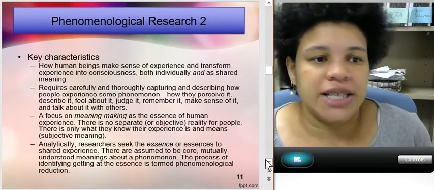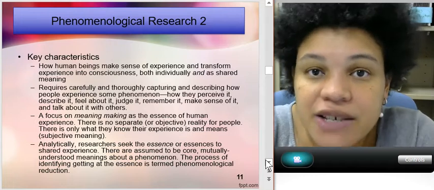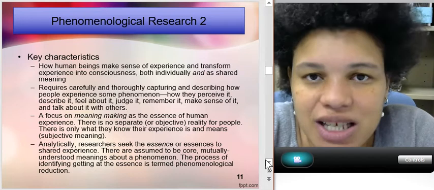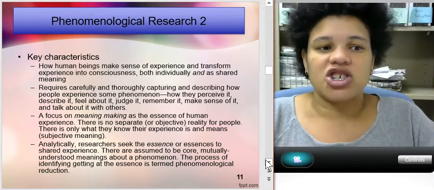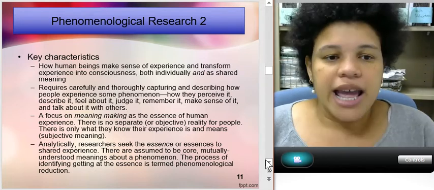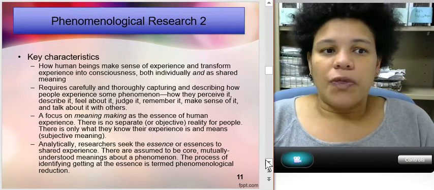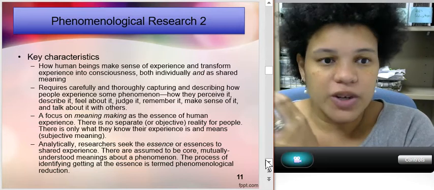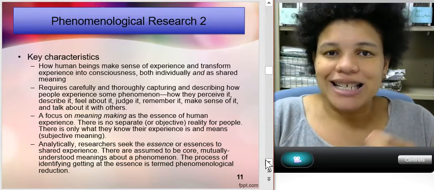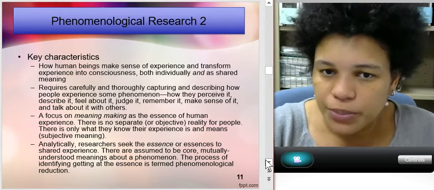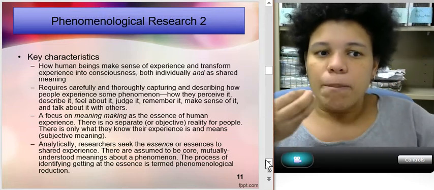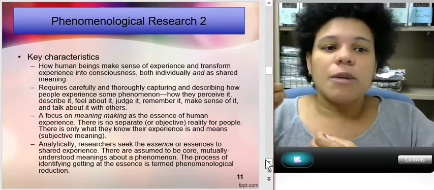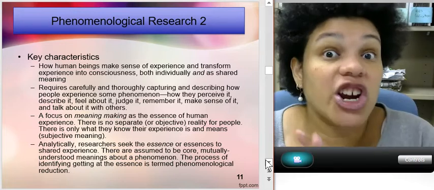So key characteristics: how human beings make sense of experience and transform that experience into consciousness, both individually and as shared meaning. Okay, so this is a little bit different than what we're going to learn about narrative research. There's this idea that we get these individual interpretations, or transformations into consciousness, but there's also this idea of shared meaning.